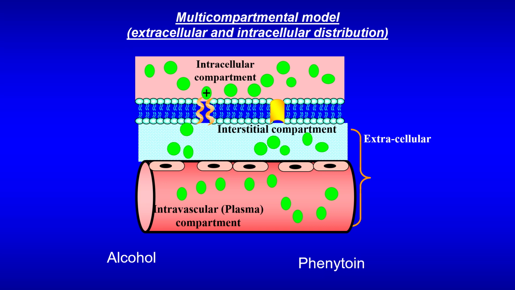Now, let's examine the multi-compartmental model, which involves both extracellular and intracellular distribution. In this model, drugs like alcohol and phenytoin are distributed across the intravascular compartment, interstitial compartment, and intracellular compartment. This highlights their widespread distribution within the body, affecting various tissues and cells.